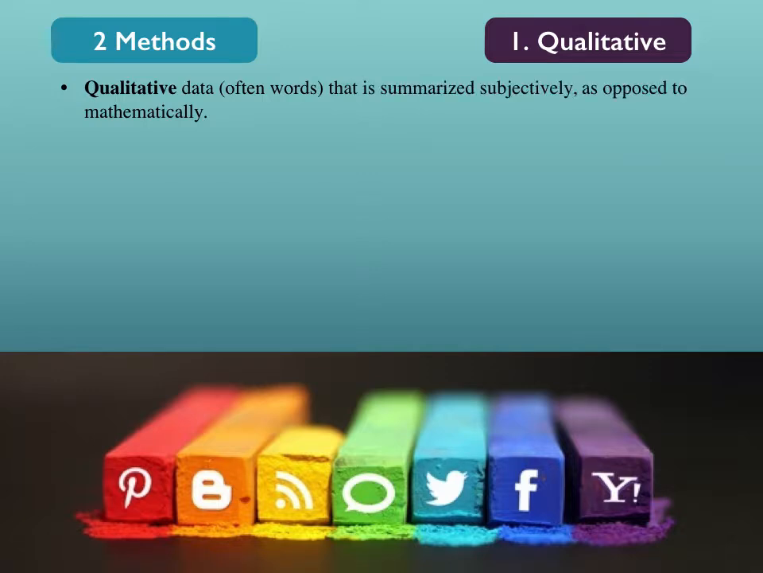So outside of that, there are two methods of conducting research within the primary and secondary research. Qualitative is the first. Qualitative data is often words, more often than not, that summarizes subjectively as opposed to mathematically.